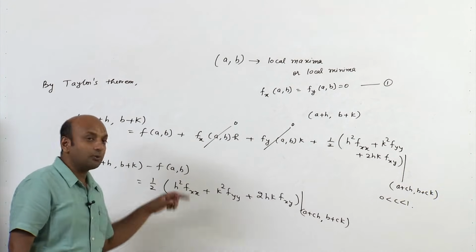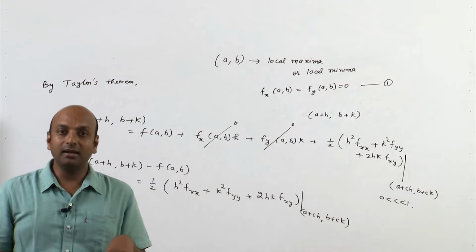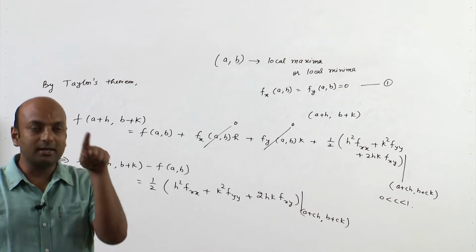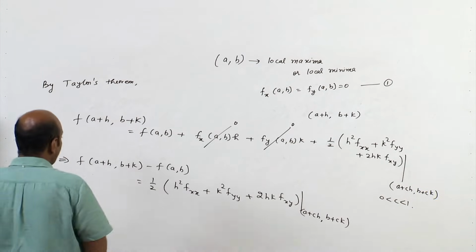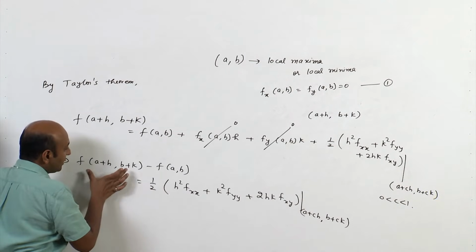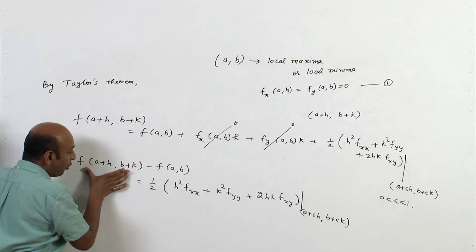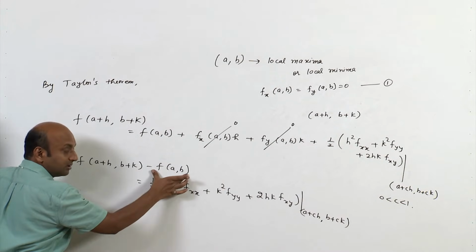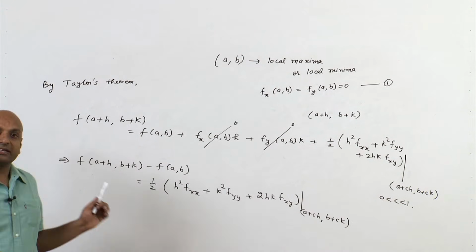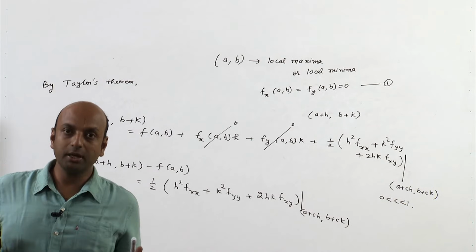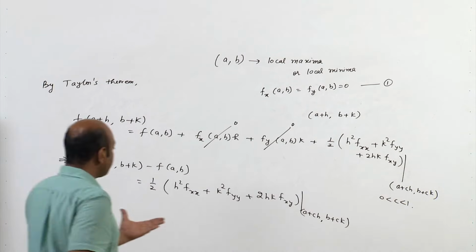If a b is a point of local minima, then at the point near to a b, the value of the function will be more than the value of the function at a b. So, the difference will be greater than 0. That means this must be greater than 0.